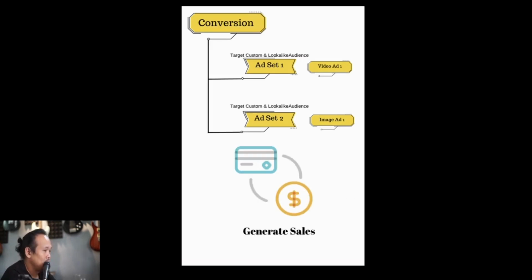So in this last one, this is the sample conversion campaign. Normally you set custom audiences, people who have viewed your videos, people who have visited your websites, and then lookalike audiences as well. And then for that campaign, you set the ad sets and then the ad creative to generate your sales. So there you go. That's a high level overview of how ads work or how PPC works online.